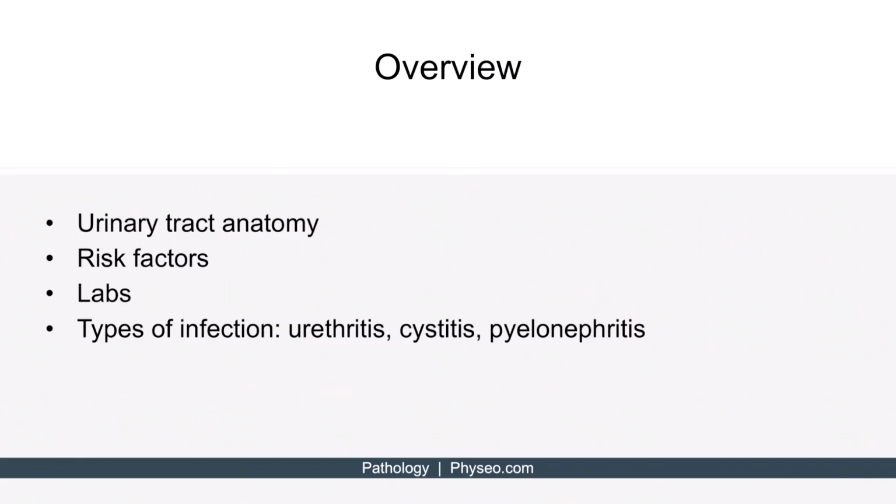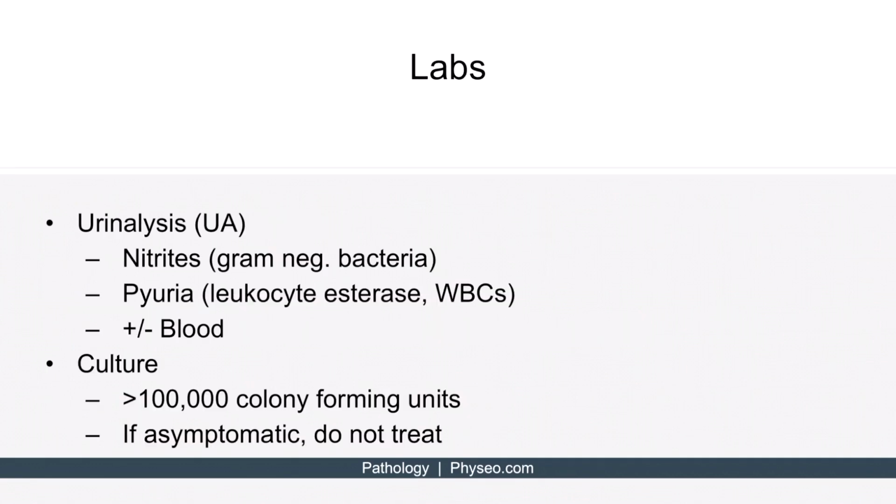Next, let's go over the pertinent lab findings. One important lab to order is a urinalysis, abbreviated as a UA. And a urinalysis is done by looking through a microscope, and this can give you different pieces of information. If the urine is positive for nitrites, this indicates gram-negative bacteria are present. This is because nitrites are a byproduct of certain gram-negative bacteria, and the most common cause is E.